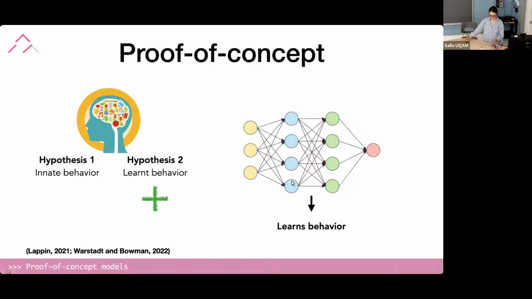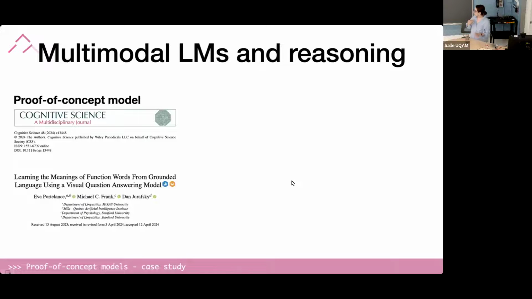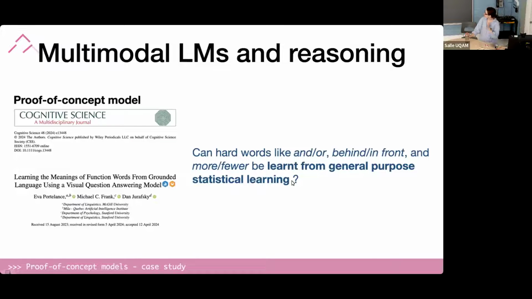All right. So I'll give you another example of how we might apply this in practice to answer a question we might have about language learning in kids. Can hard words like and, or, behind, in front, and more, fewer be learned from general purpose statistical learning, or do we have to have at least some forms of innate knowledge or biases towards learning the reasoning skills we need to understand these words? Given time constraints today, I'll concentrate on the pair and and or only, but if you're interested in the others, I'm happy to talk about them after the talk.